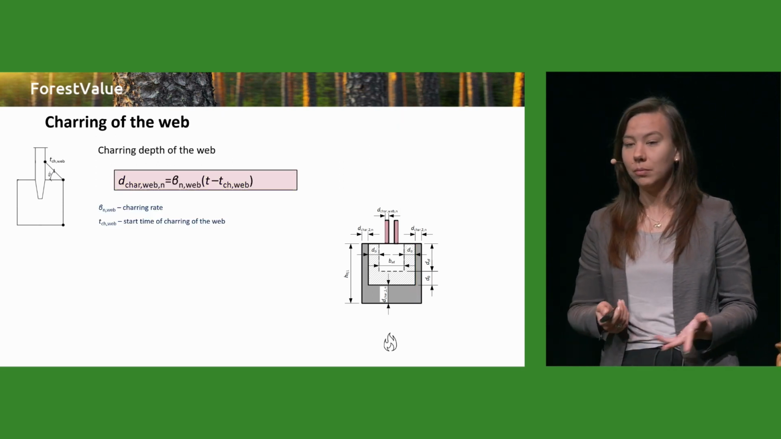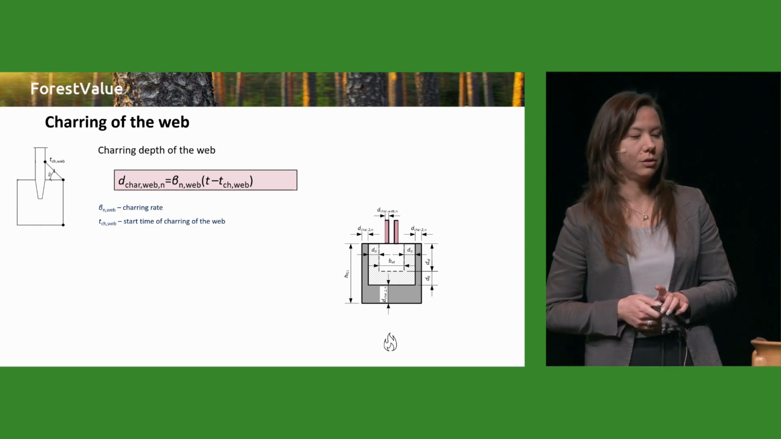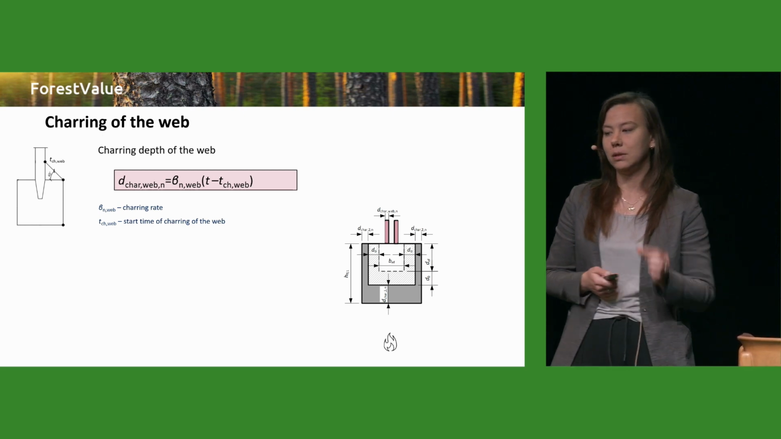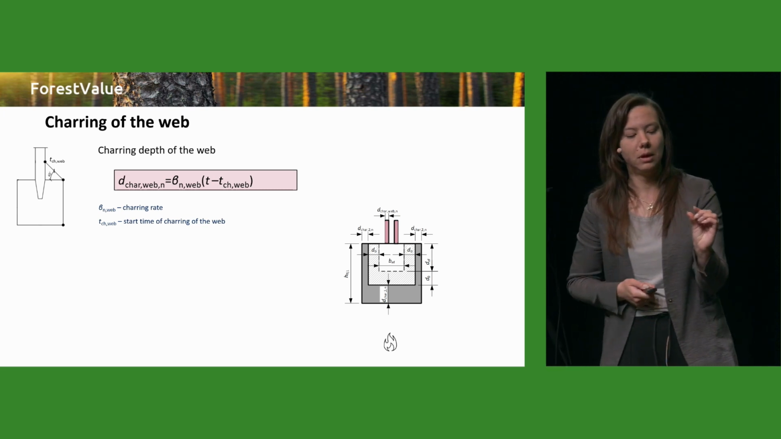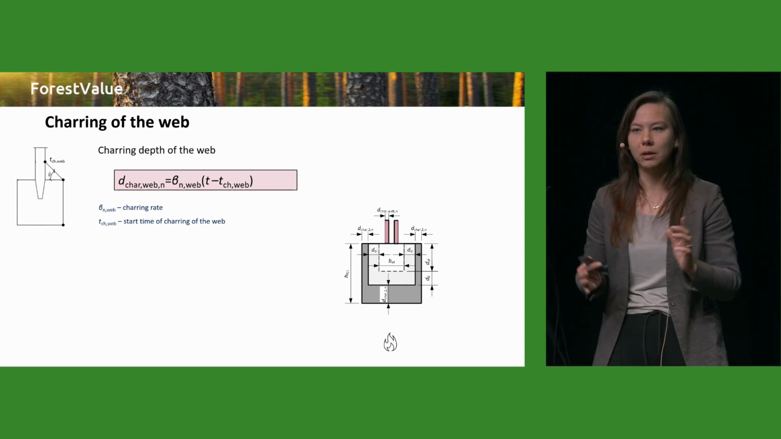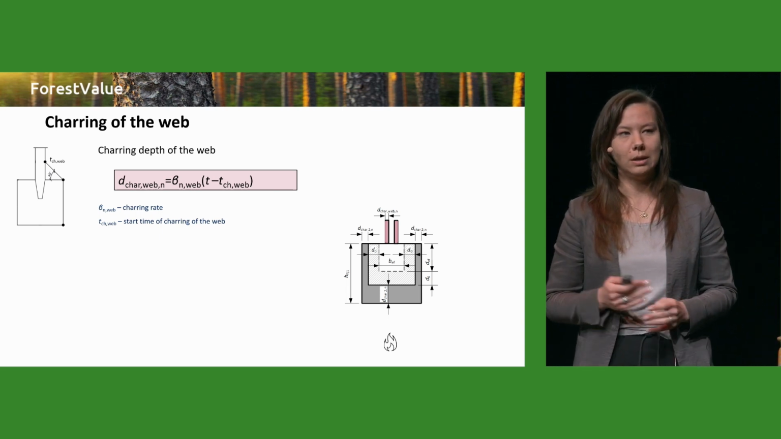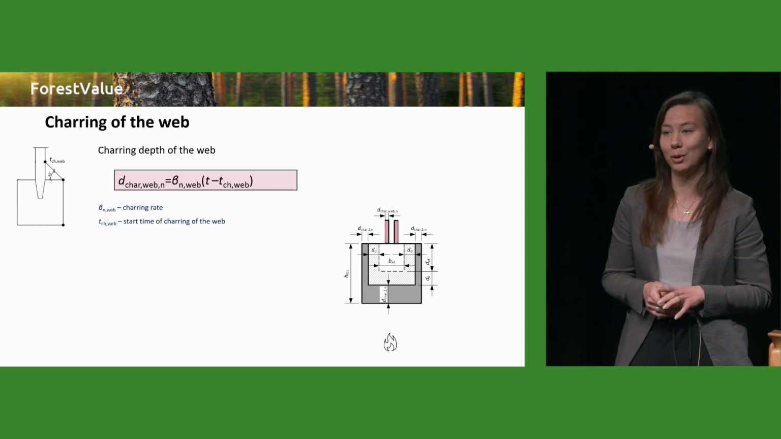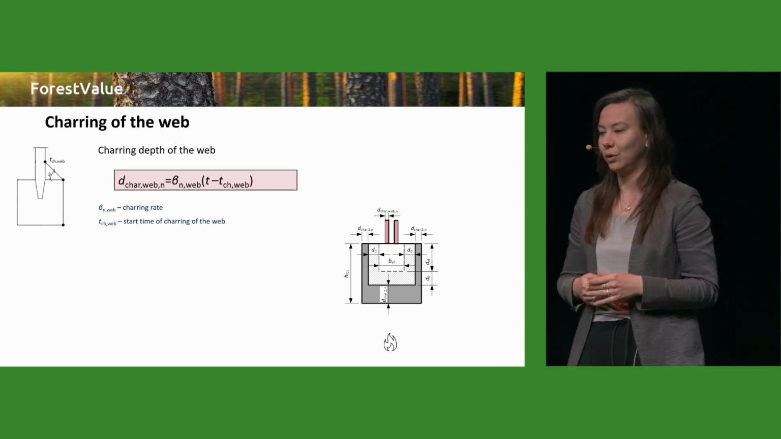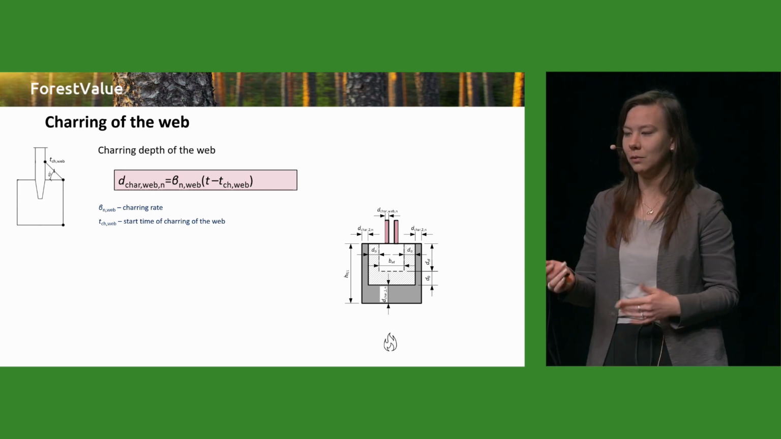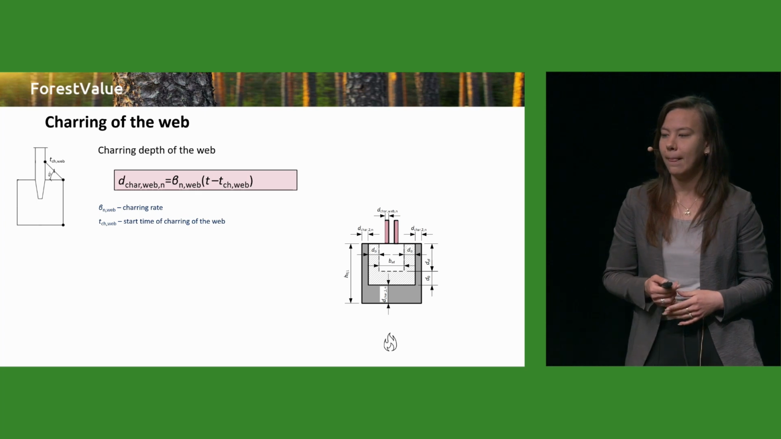Also, what we need to stop from happening is the occurrence of the charring of the web, because the webs are quite thin. They are ranging from, let's say, 8 to 12 millimeters in thickness. So once the fire reaches the web, it's quite soon that we will also have load-bearing failure of the whole assembly, of the whole load-bearing capacity of the I-joist.